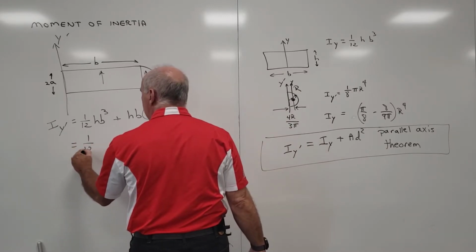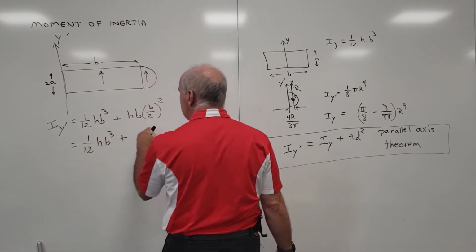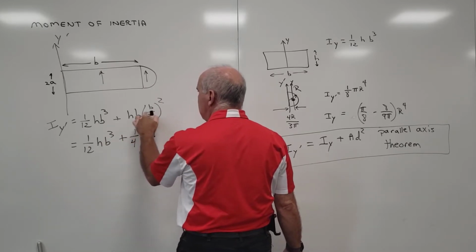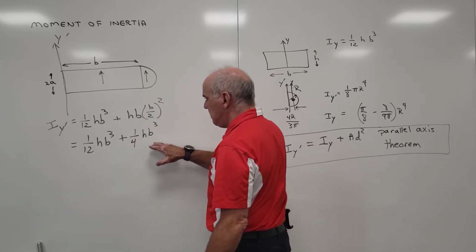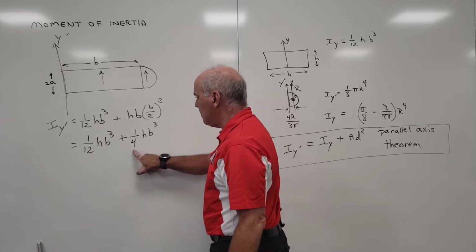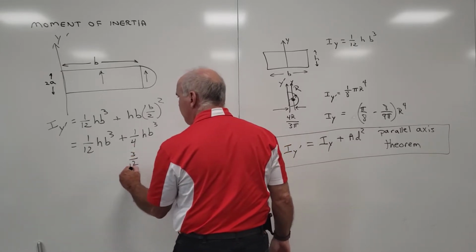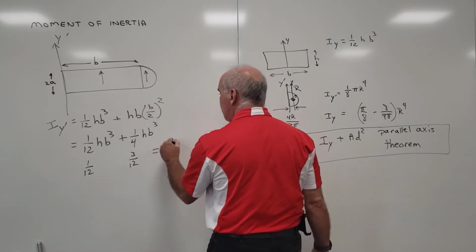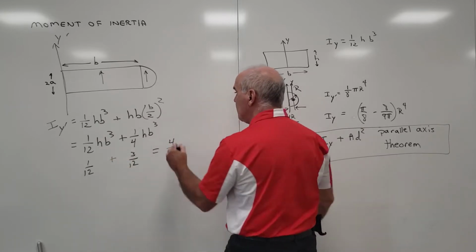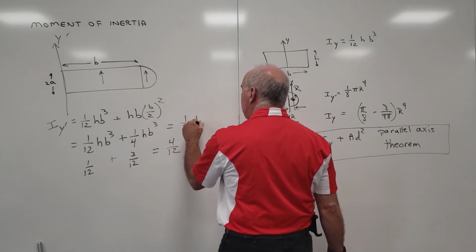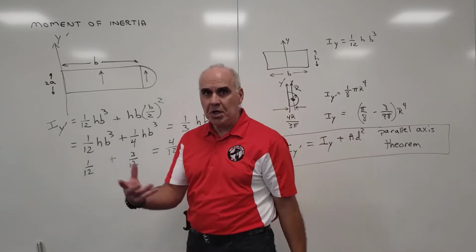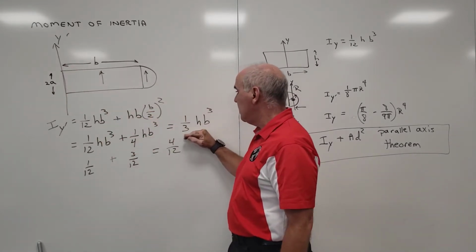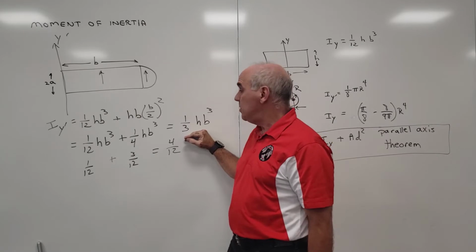So I'm going to get 1/12 hb cubed plus, that's going to be 1/4 when I square it, h times b times b squared is hb cubed. So I have 1/12 plus 1/4, but 1/4 is 3/12. So I have 1/12 plus 3/12, which is 4/12, right? That's 4/12, but that's just 1/3. And so this is equal to 1/3 hb cubed. And if you look in your charts in the book, you'll find that the moment of inertia about the end point of a rectangle is 1/3 hb cubed, okay?